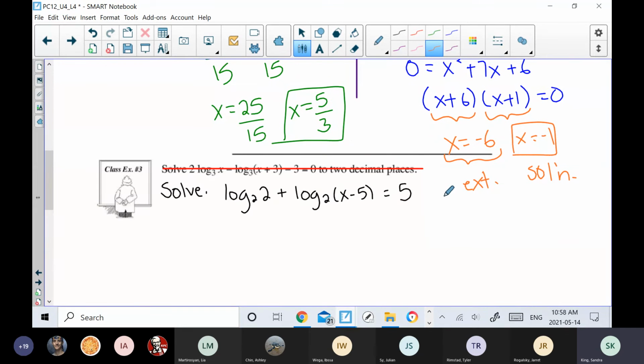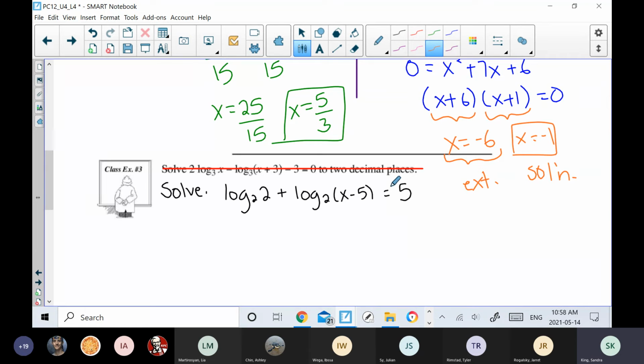Okay, let's do class example 3. And I actually don't like class example 3 because it's a mess of a question. So I want you to cross it out and I want you to write this guy in. Log base 2 of 2 plus log base 2 of x minus 5 is equal to 5.